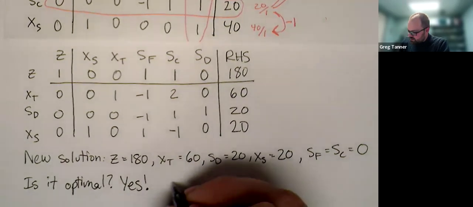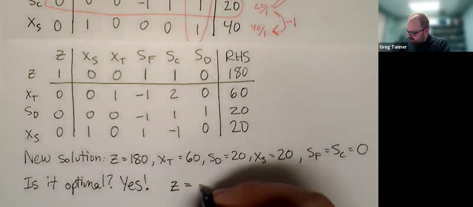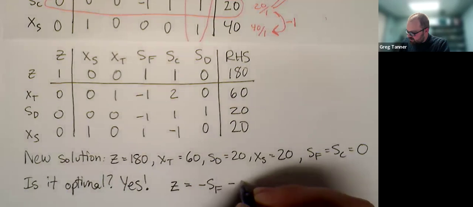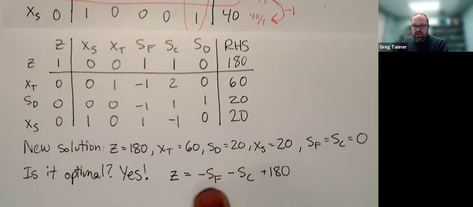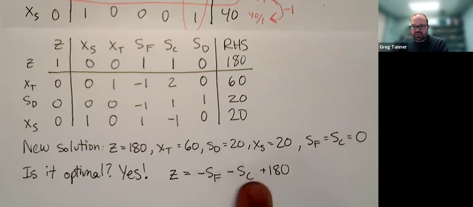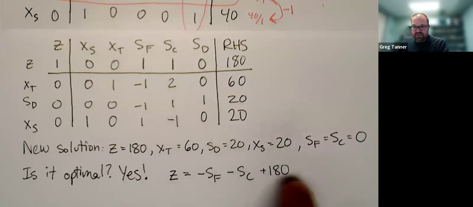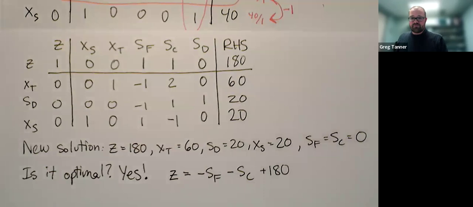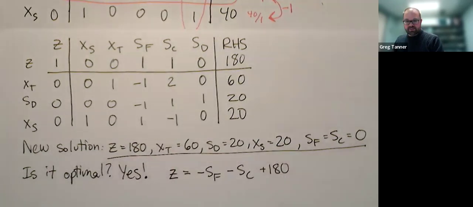Okay, and that's because if we look at the top row and move things over to the other side, Z is going to be -SF minus SC plus 180. And so if I were to increase either SF or SC from 0, both of those would have a negative effect on Z. The best we can do for Z is actually 180. Increasing either of these would decrease our objective value. And so that is our optimal solution here, and the end of the simplex algorithm.